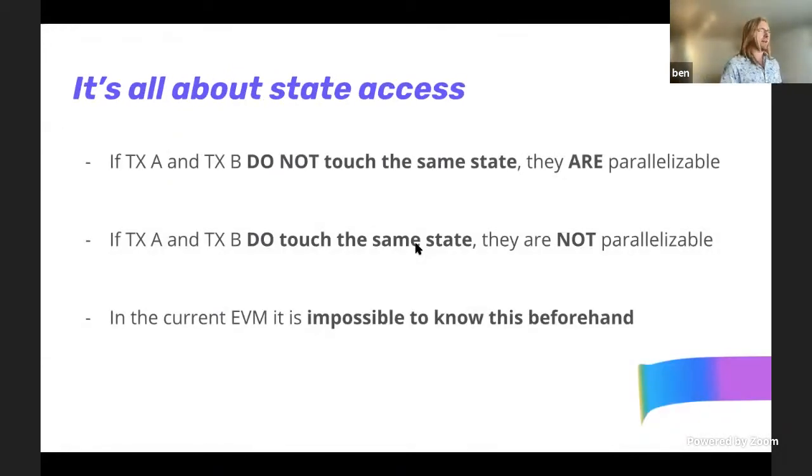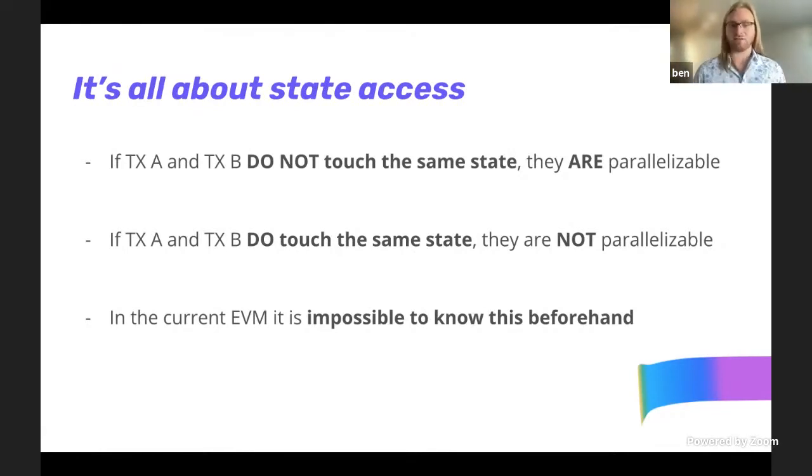The answer is basically about state access and what happens when you say that transactions can or can't be parallelized. To very quickly summarize, if we have two transactions and they do not touch the same state, then they are parallelizable. If they do touch the same state, then they are not parallelizable. Okay, so this is pretty obvious. If they touch the same state, then you're required to know what modification the first made to the state before you can know the result of the second. So that's a very simple definition of parallelism.